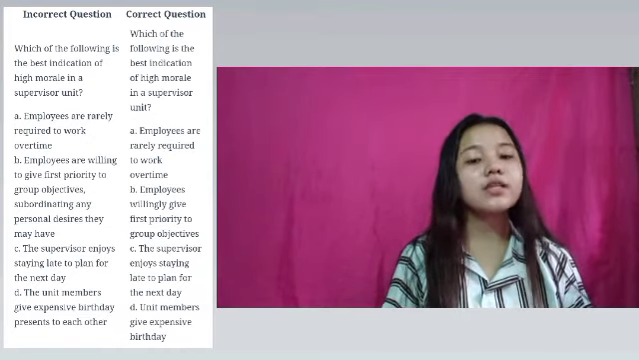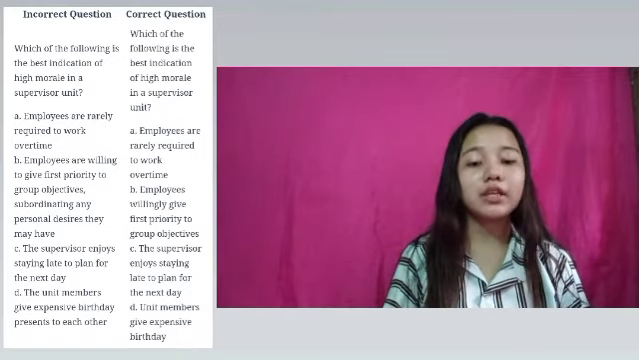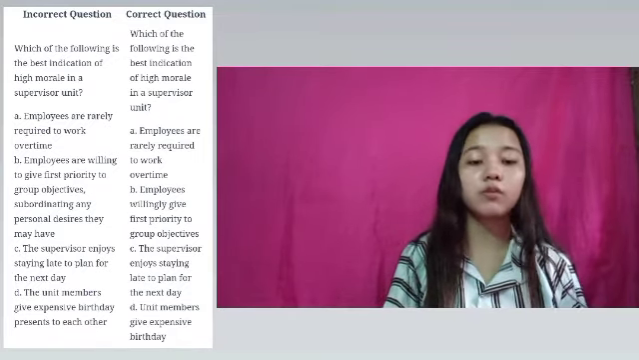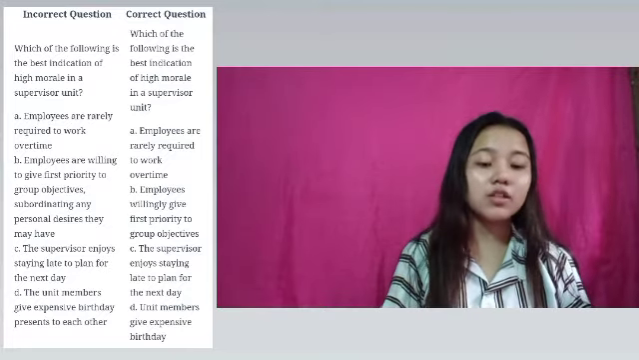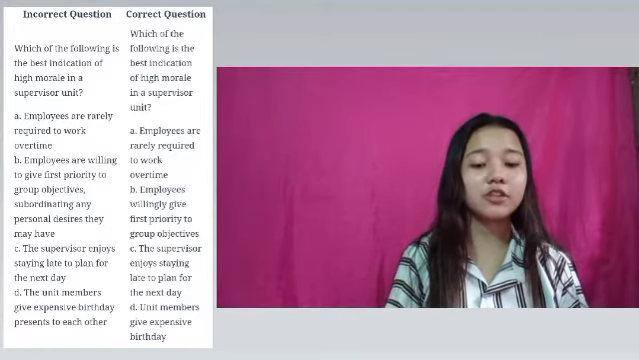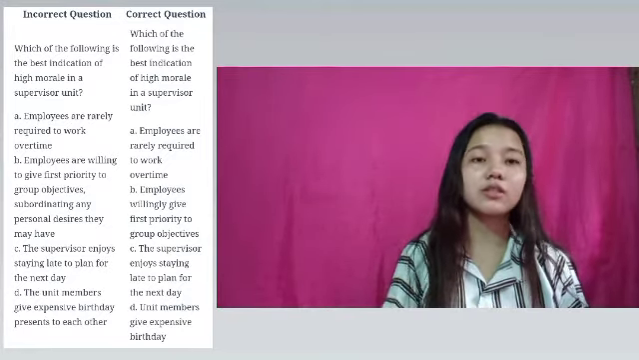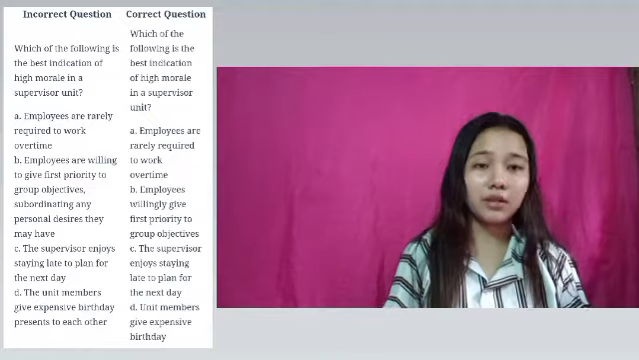Like letter A, employees are rarely required to work overtime. B, employees willingly give first priority to group objectives. And letter C, the supervisor enjoys staying late to plan for the next day. Letter D, so mapapansin nyo, magkakapareho lang sila. Unlike dun sa isa yung may mahaba, tas may maikling choices. Learners prefer multiple choice questions over other assessment methods because it is simple and easy to score. By following the above-mentioned rules, you can design objective and reliable multiple choice questions to evaluate learning.